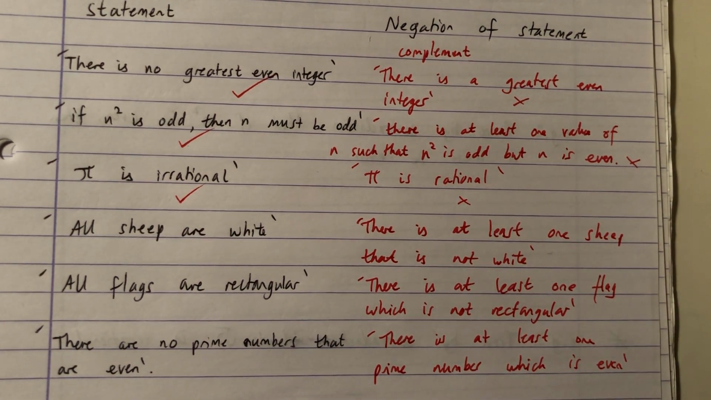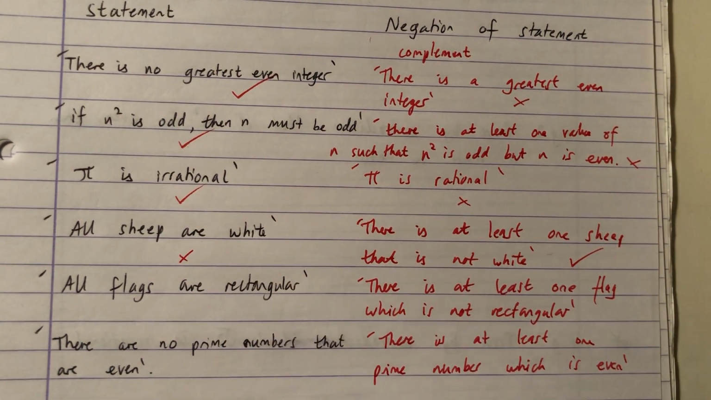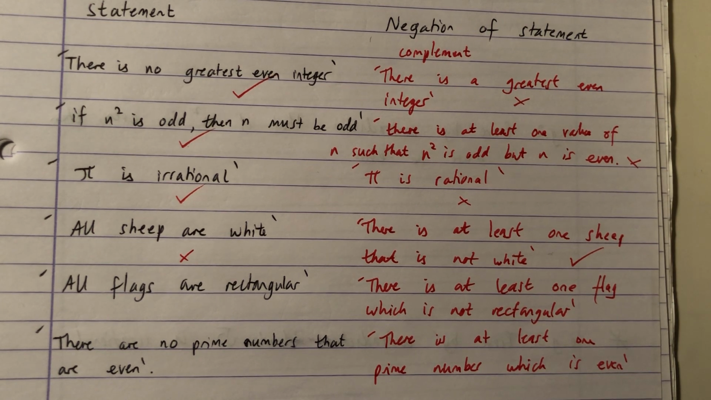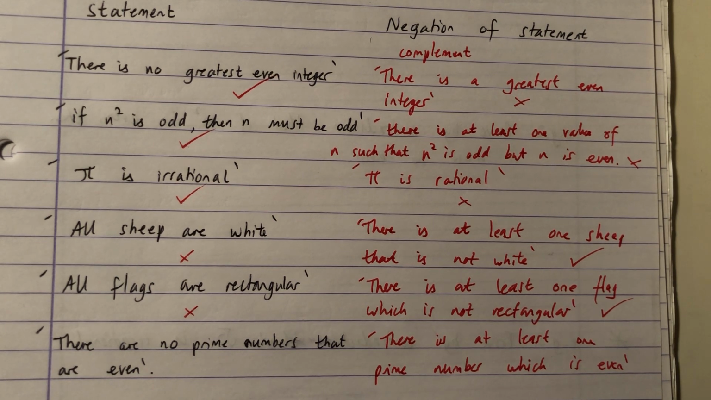All sheep are white. There is at least one sheep that is not white. The negation is correct in this case. All flags are rectangular. There is at least one flag which is not rectangular. Well, I think the Nepalese flag is non-rectangular, so the negation would be correct in this. But there's no mathematical universe where both the statement and the negation of the statement can be true, because this is going to be key for our proofs later on.